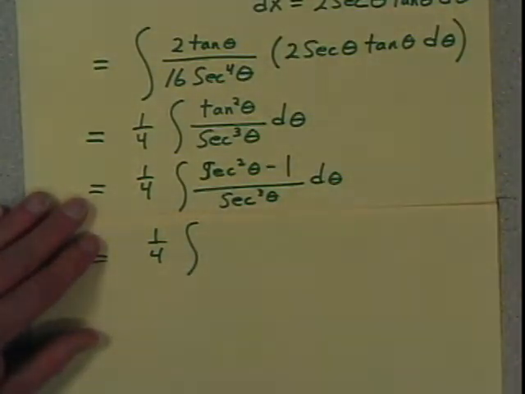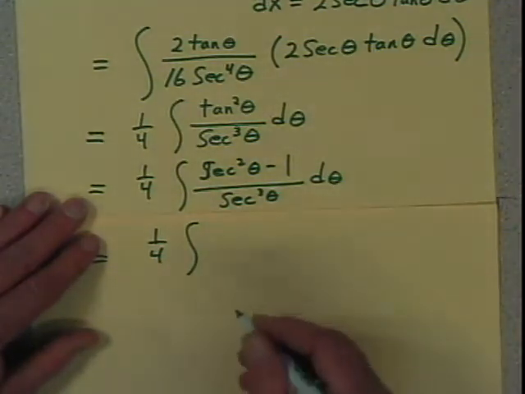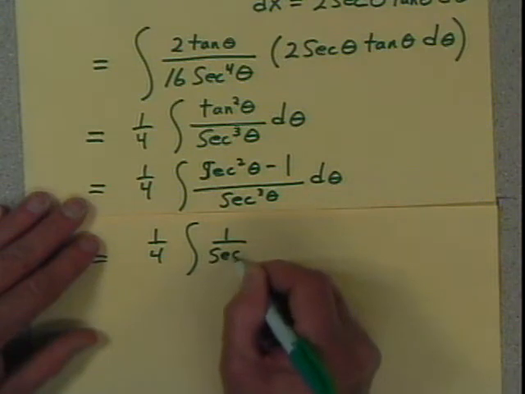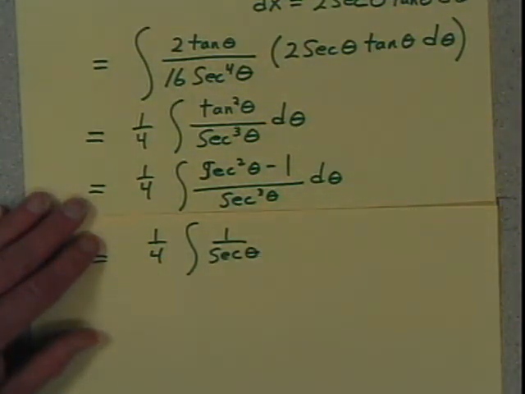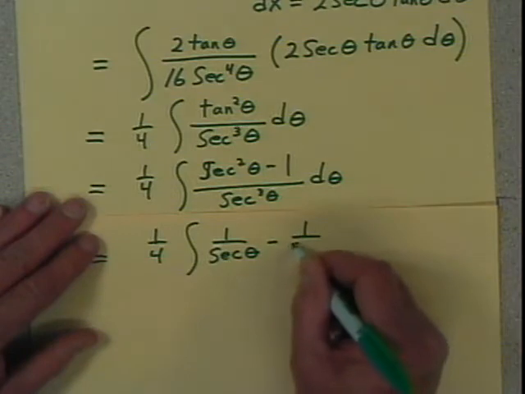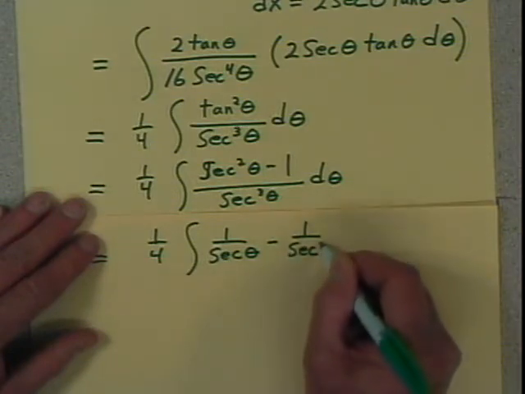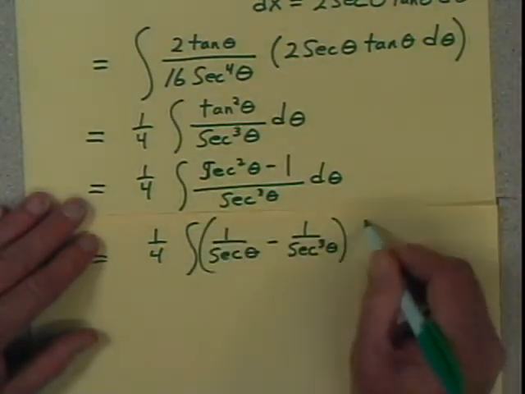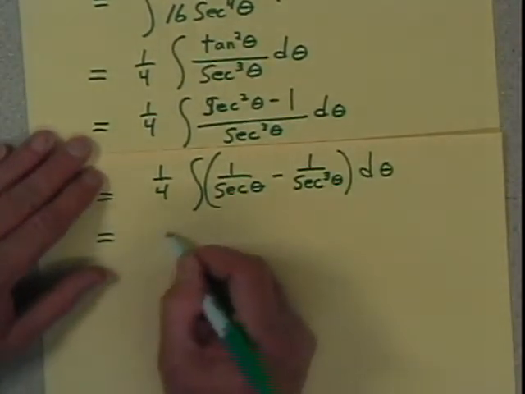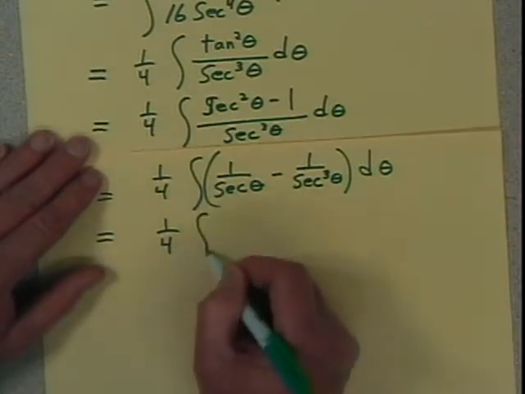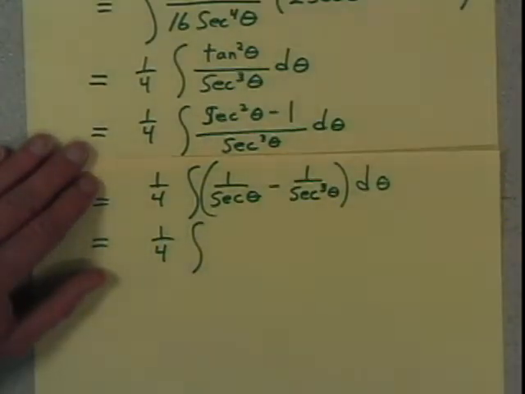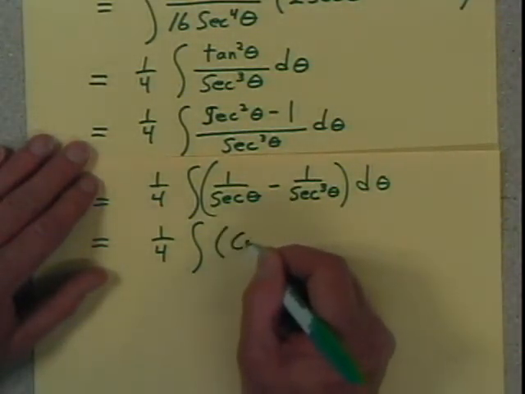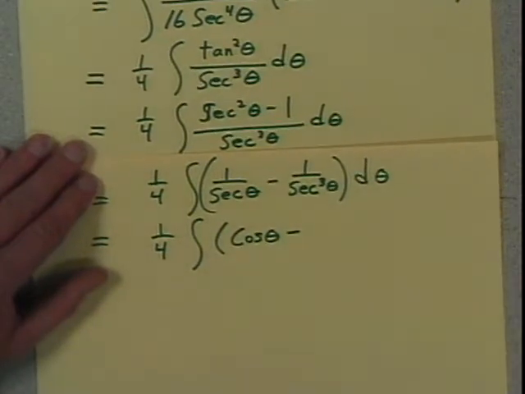Because remember how we split fractions? And secant squared over secant cubed is 1 over secant, and I wouldn't even write this step, but I'm being careful. Minus 1 over secant cubed theta, right? That's d theta. Okay, now it's real easy to convert to cosines, right? Because what's 1 over secant? Yeah, it's cosine theta. What would 1 over secant cubed be?